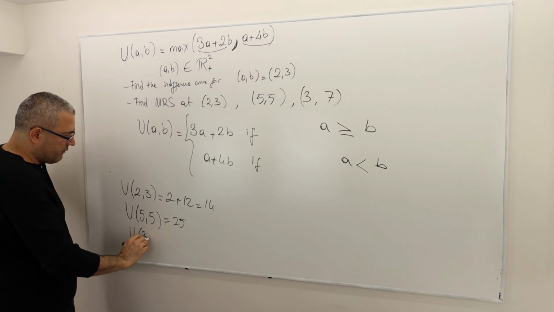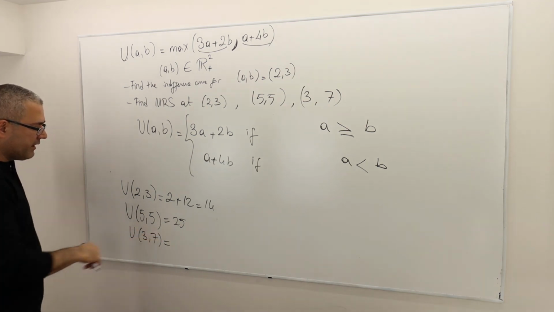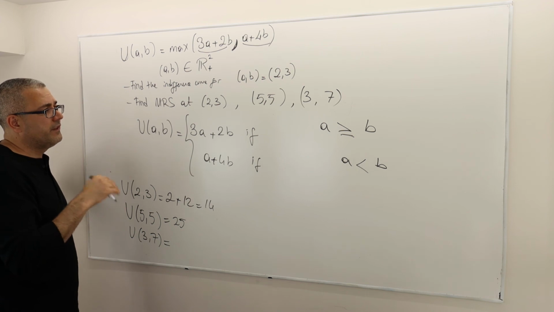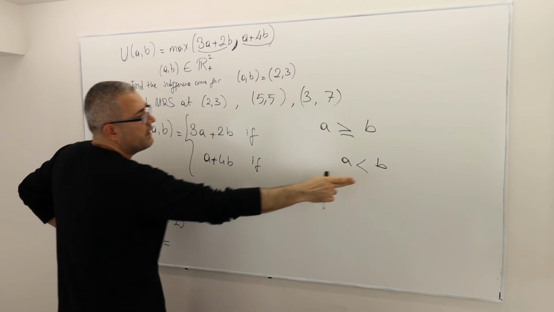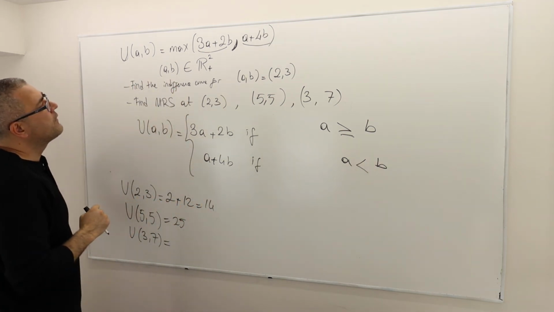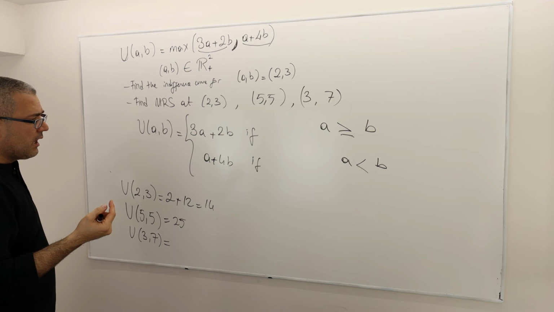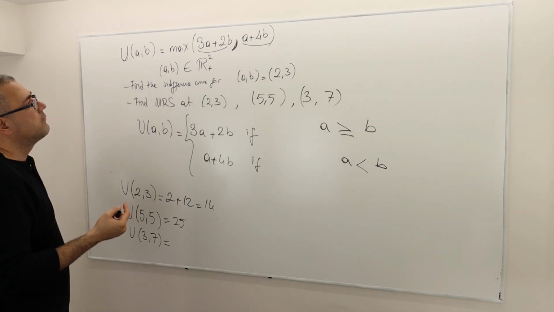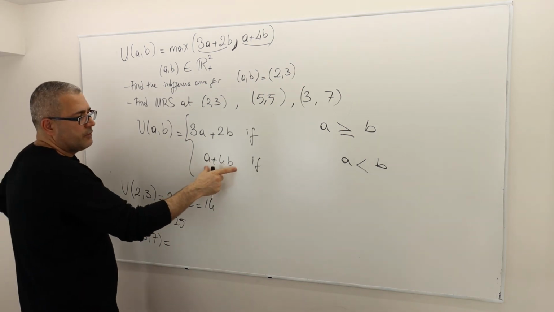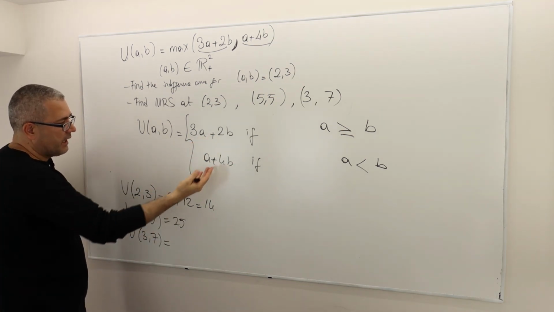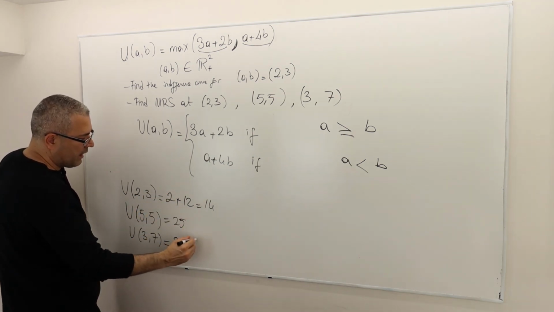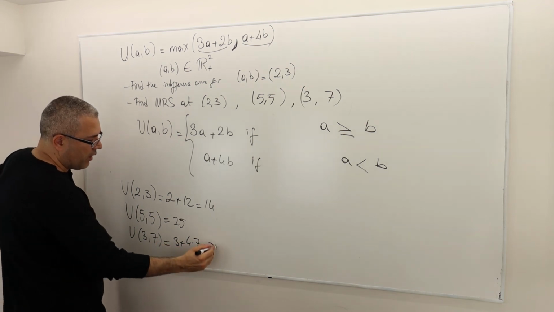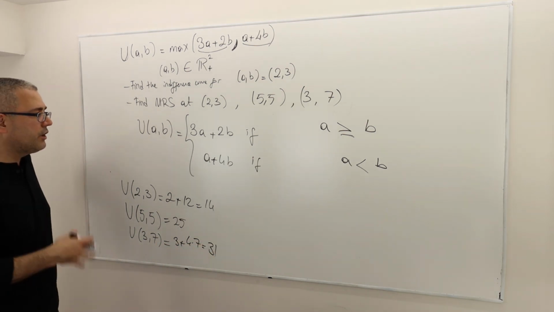And what about 3, 7? Well, the utility level of this point is, what is the relationship between a and b? Once again, b is greater than a. So therefore, I still have this utility function, not the first argument. So once again, it's a plus 4 times b, which means 3 plus 4 times 7. So it's 28, plus 3, 31 units of utility. All right, so these are the utilities.